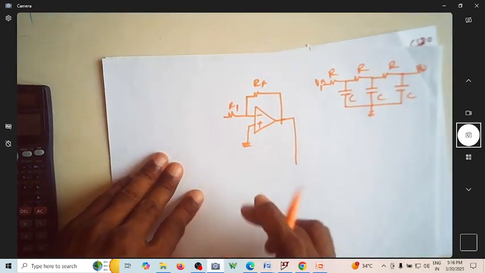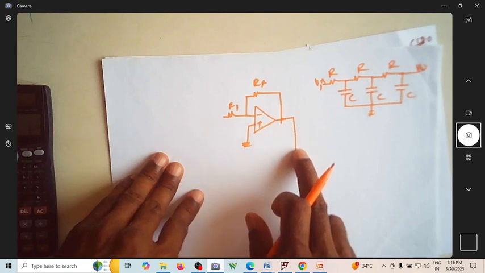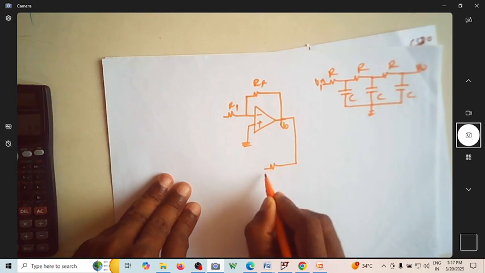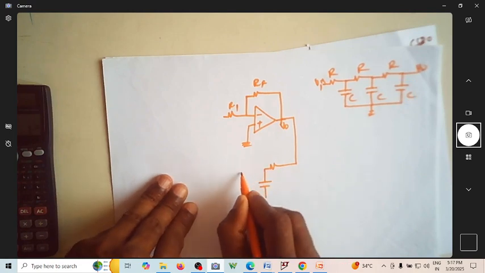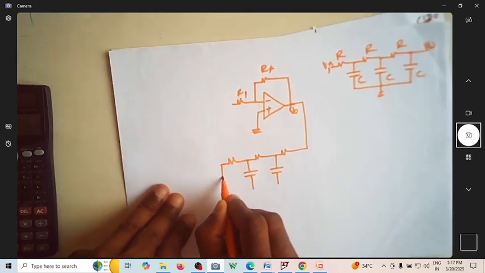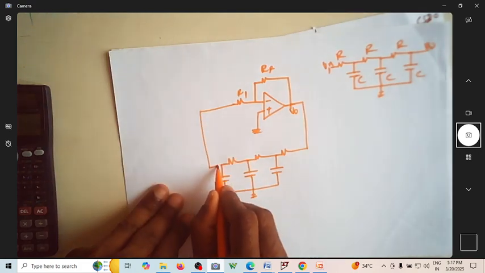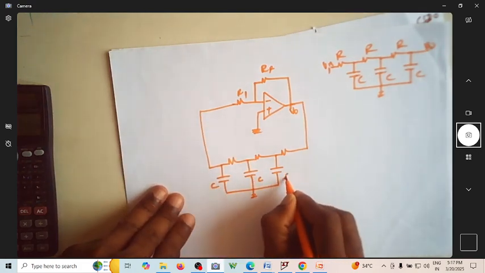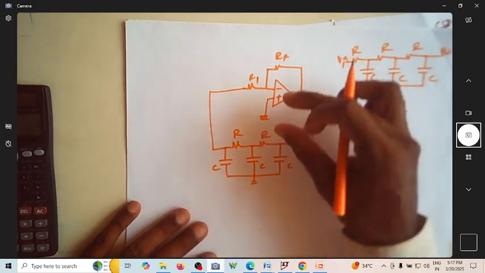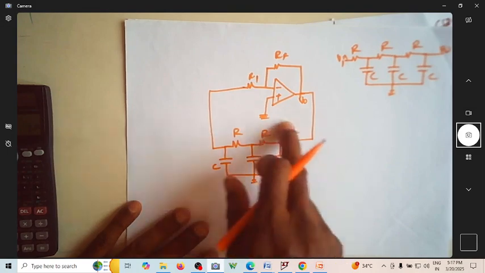That network is going to sit here. So what is the network you have? Now this is the input. This output will become the input for your feedback network. This is V0. You will have this and this, this and this, and this and this. See, now this is going back here. C, C, C, R, R, R. So now this is your AF, and this is your H.